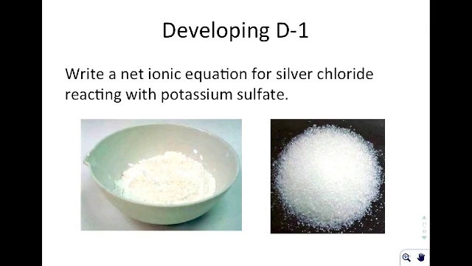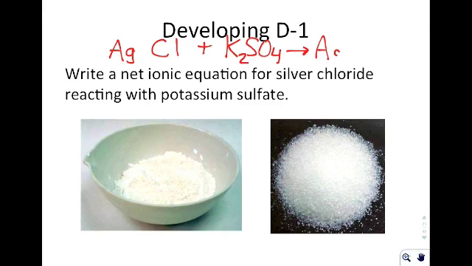Write a net ionic equation for silver chloride reacting with potassium sulfate. So if you were to do this, you start off with the idea of silver chloride, which is AgCl, plus potassium sulfate, which is K2SO4. We need to balance the charges. Now, the potential products that we have are silver sulfate. Now, if I were to do that, I'd have to put a 2 there. Plus, the other potential product that we'd have is KCl. Now, this doesn't balance. I need to balance the equation by putting a 2 there. Once I put a 2 there and a 2 there, now I have a balanced equation.